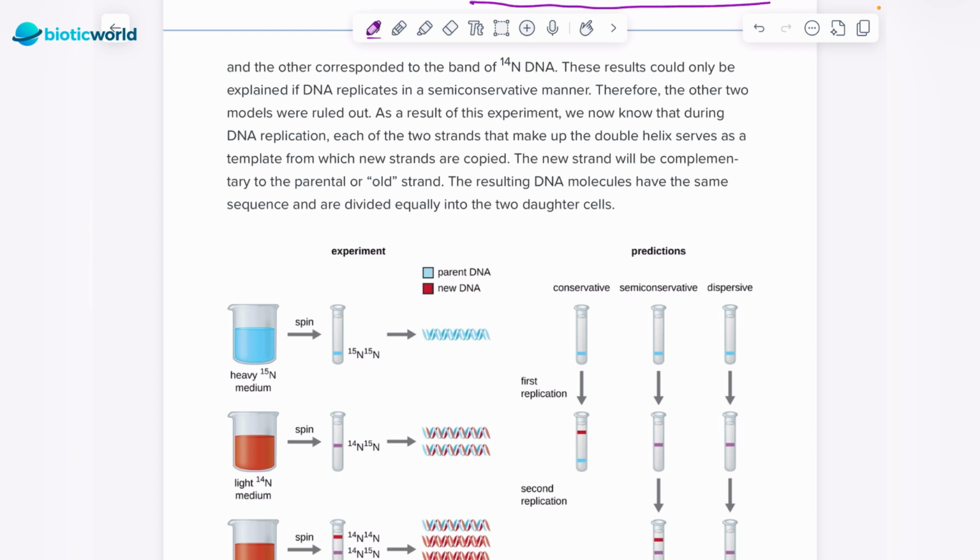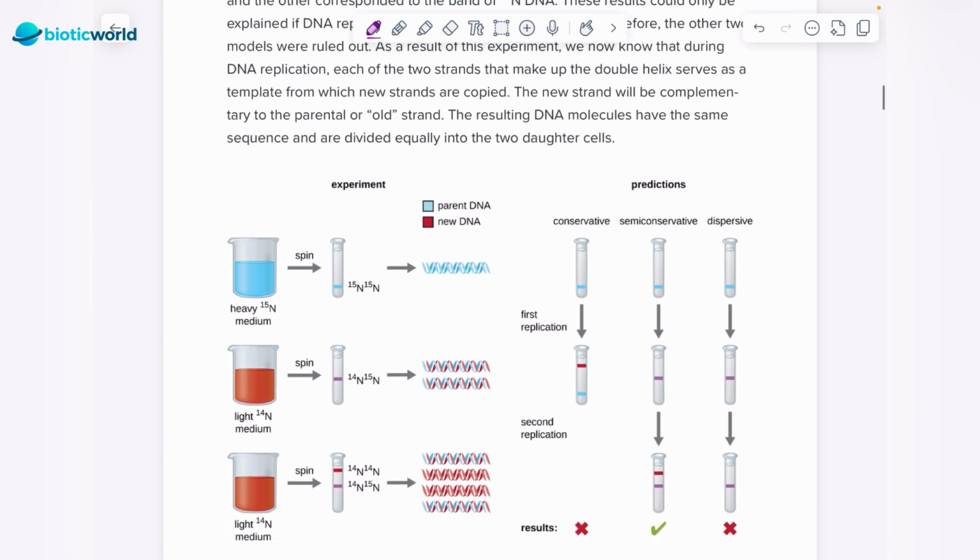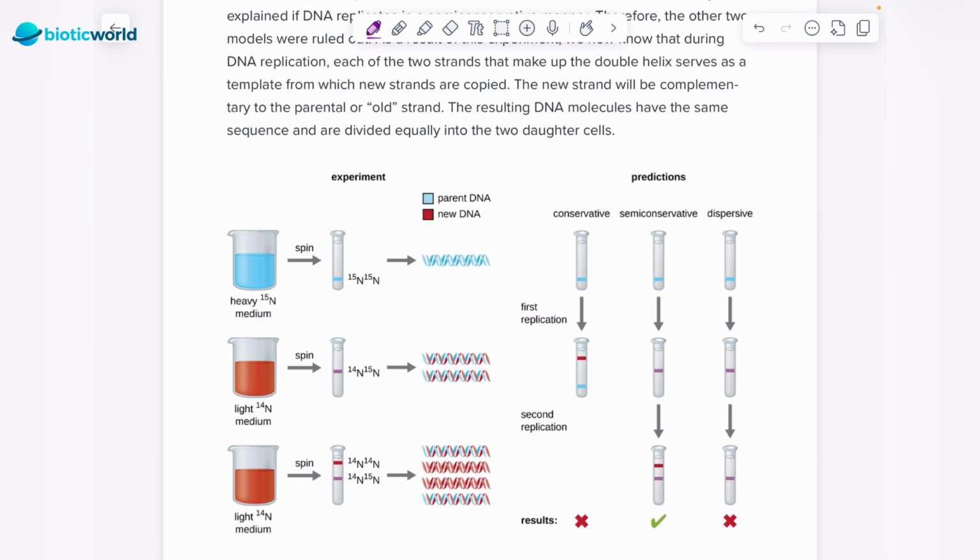As a result of this experiment, we know that during DNA replication, each of the strands that make up the double helix serves as a template from which new strands are copied. The new strand will be complementary to the parental or old strand. The resulting DNA molecules have the same sequence and are divided equally into the two daughter cells.